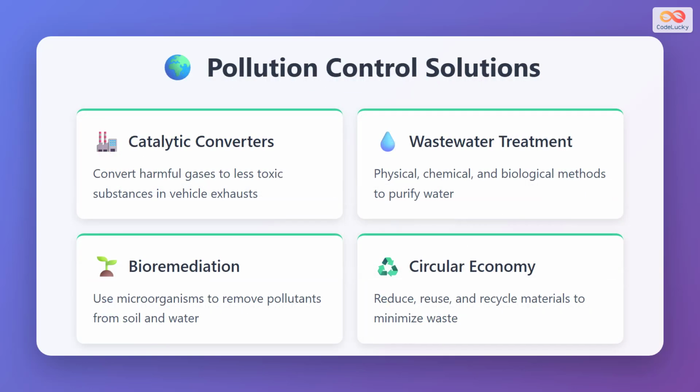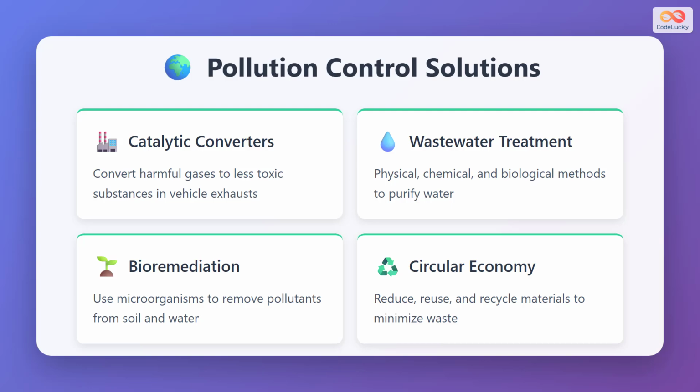Effective pollution control requires implementing proven technologies and strategies. Catalytic converters installed in vehicle exhaust systems convert harmful gases like carbon monoxide, nitrogen oxides, and hydrocarbons into less toxic substances such as carbon dioxide, nitrogen, and water vapor. This technology has significantly reduced urban air pollution.